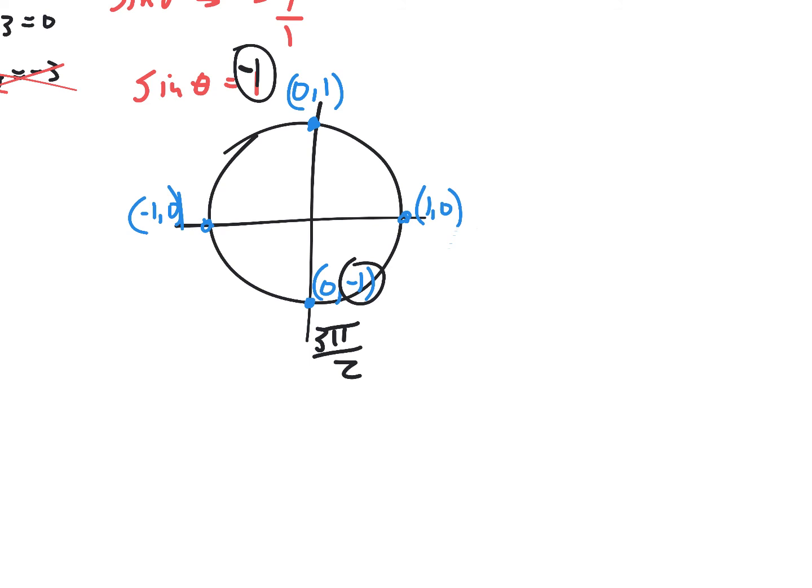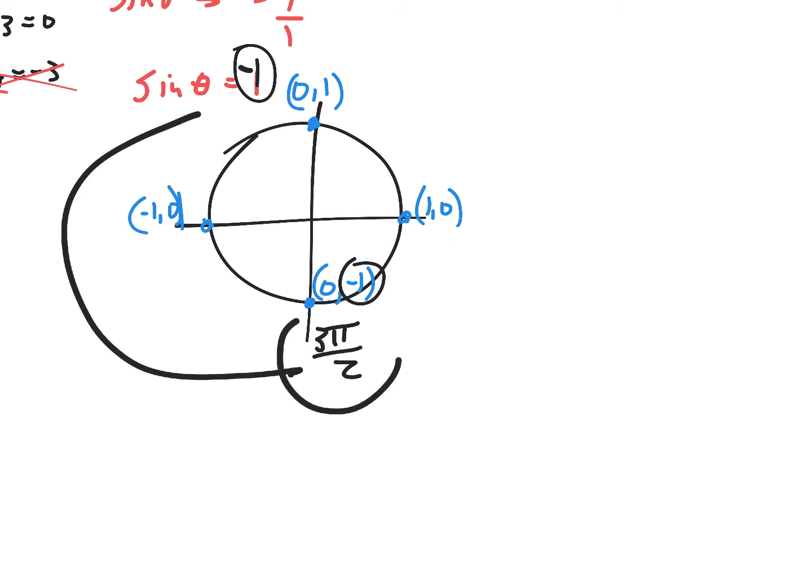So final answer for this one was just one answer. That's the only place where sine is negative 1, at least between 0 and 2 pi. Okay, so theta was equal to that.